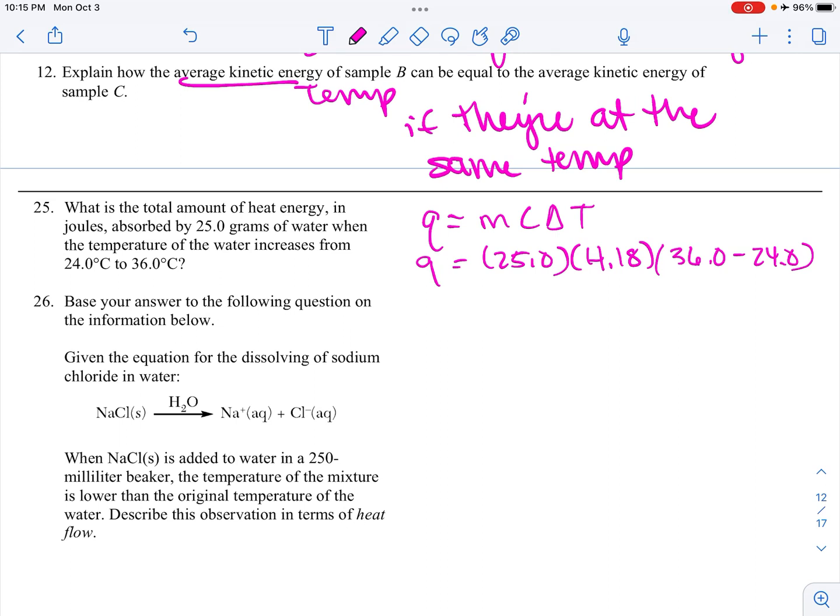So, hold on. Come on. Just trying to X out of this. 25 times 4.18 times 36 minus 24, which would be 12. 1254 joules. Did not ask about sig figs. So there you go. If it did ask for sig figs, 3 sig figs would be 1250 joules.